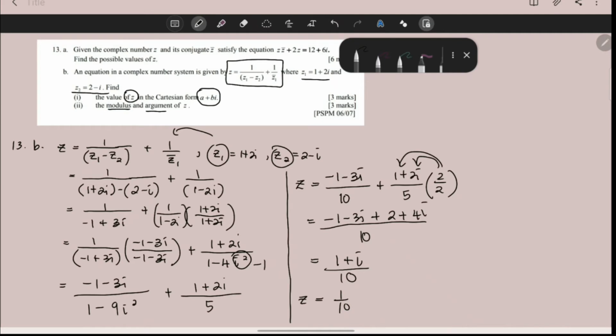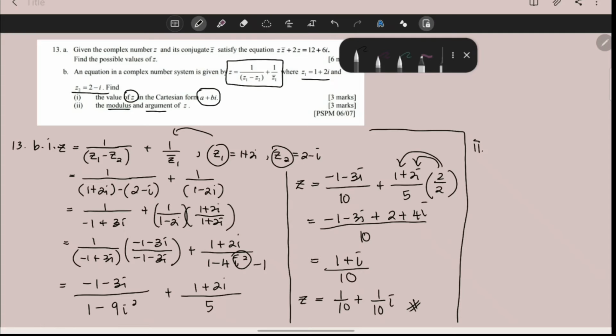So again, you need to write in terms of this because the question is asking for this one. Our aim is to answer the question. It's not to show off what we know. Answer what the question wants us to do. So this is the final answer. As we know, our z is 1 over 10 plus 1 over 10i.